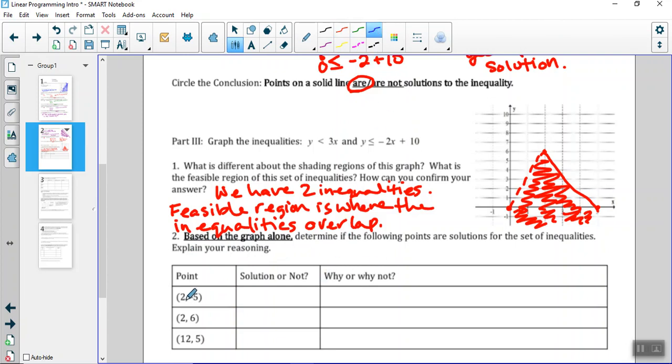So we're going to look for the point 2, negative 5. So the point 2, negative 5 is going to be way down here, but it should be shaded if I continued my shading here. 2, negative 5 should be in the shaded area, so I'm going to say yes, because it is in the shaded area.